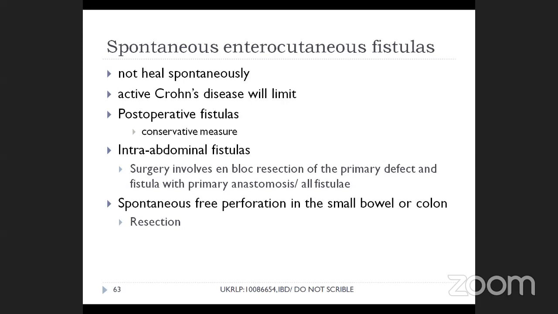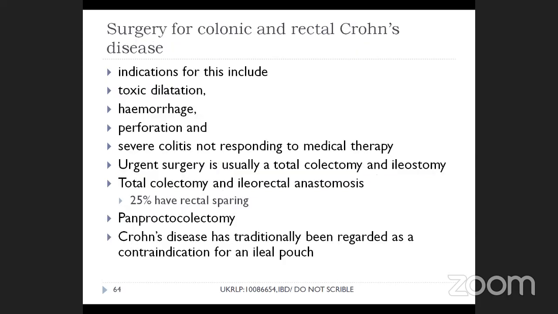So intra-abdominal fistulas usually are an incidental finding, and try to resect en bloc when there is an intra-abdominal fistula, if it is an enteroenteric fistula or intracolic fistula. And if there is a spontaneous free perforation of small intestine or large bowel, complete resection of the particular involved segment is done. And these are the surgeries for colonic Crohn's disease.